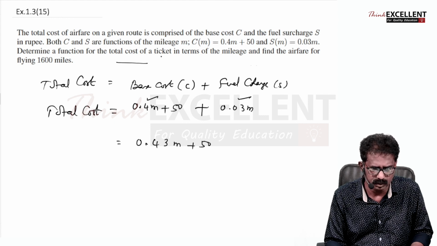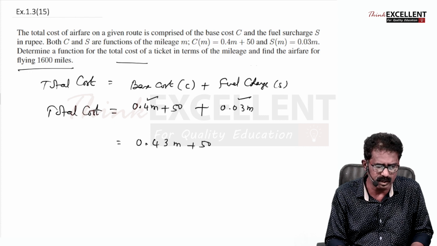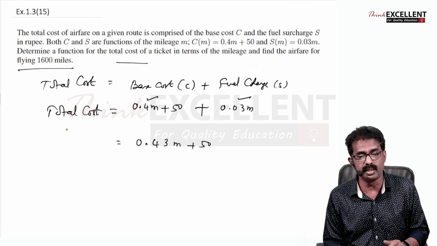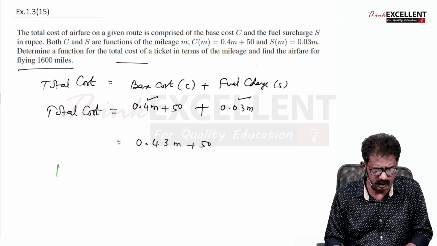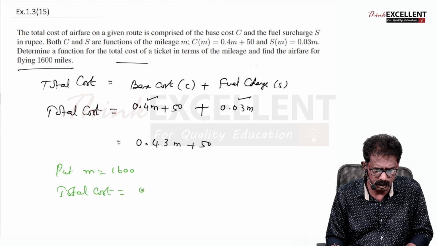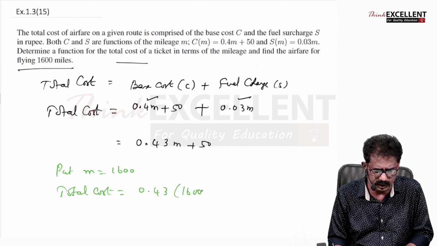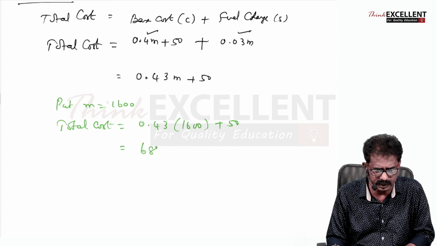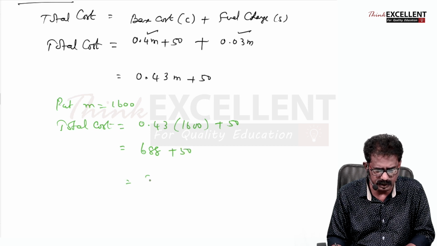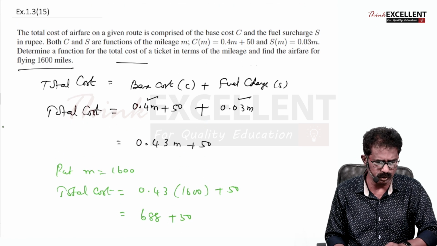And see the second part. Find the airfare for flying 1600 miles. Suppose a person is flying 1600 miles, how much does he have to pay? So instead of M, you put 1600. So the total cost equals 0.43 into 1600 plus 50. The calculation part, you do that. When you multiply these two, you will get 688 plus 50, and your answer is rupees 738. So the calculation, addition, multiplication, all you know.